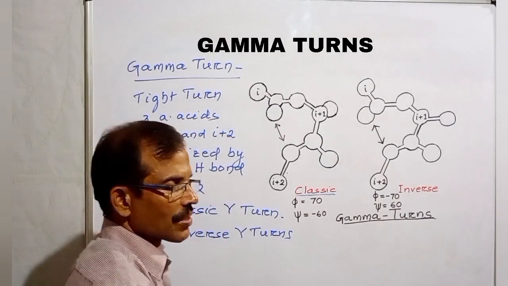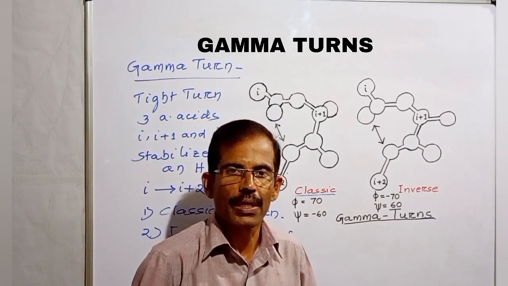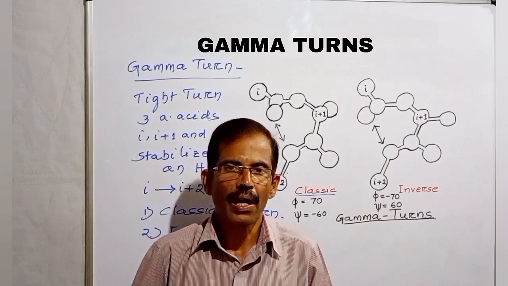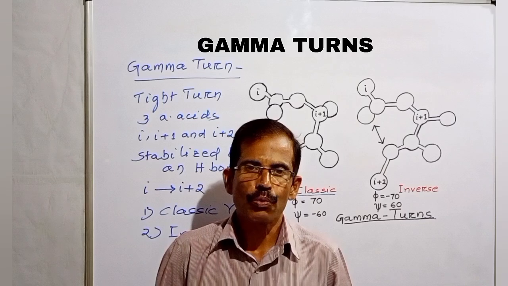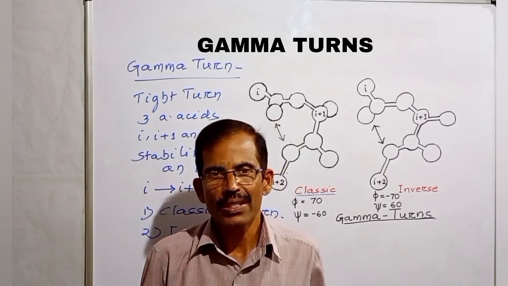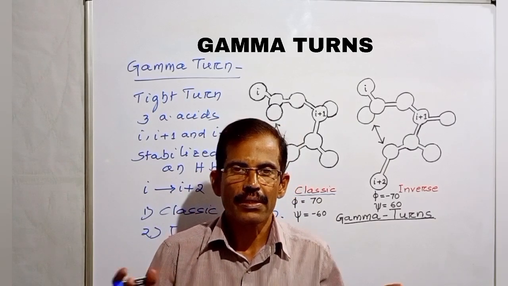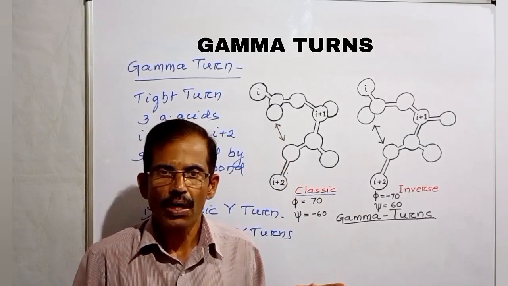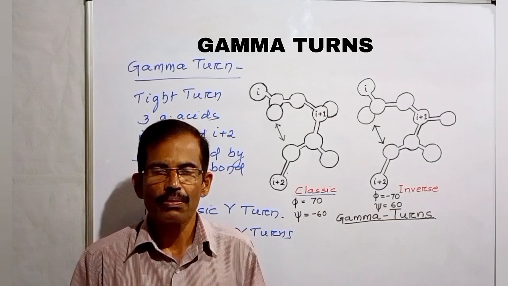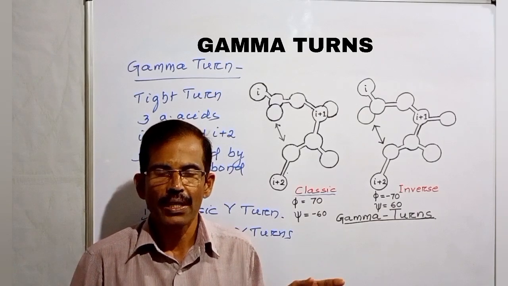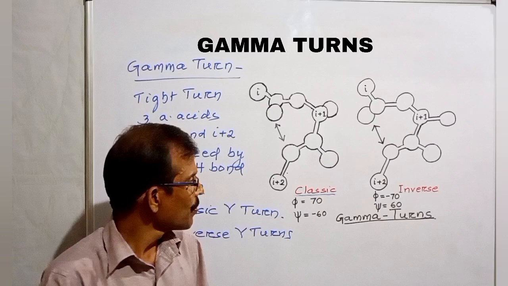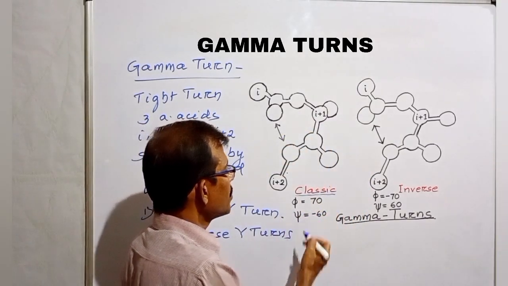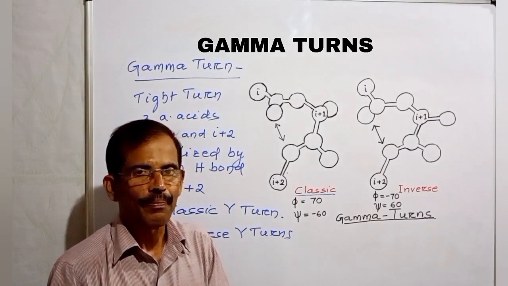Classic gamma turns are far less common in proteins. They are usually found at the loop ends of beta hairpins. Except one, all are associated with the reversal in the direction of the polypeptide chain. One classic gamma turn occurs at the edge of the second hypervariable region of the light chain in some immunoglobulins. For classic gamma turn, phi is equal to 70 and psi is equal to minus 60.